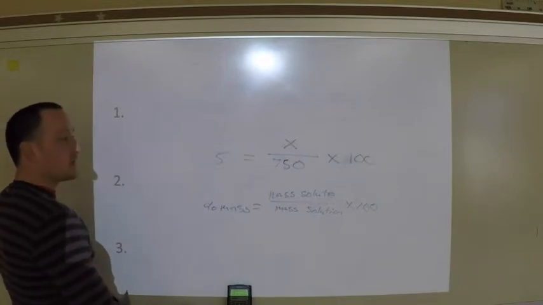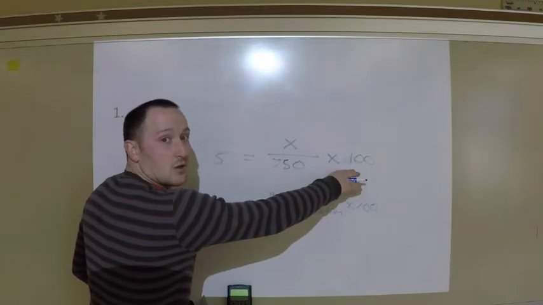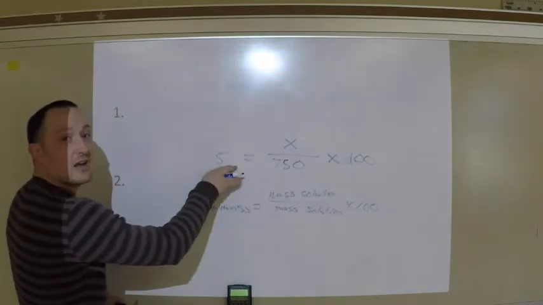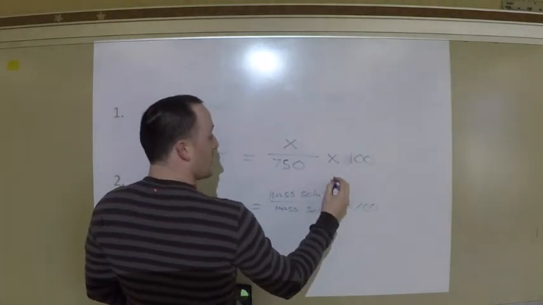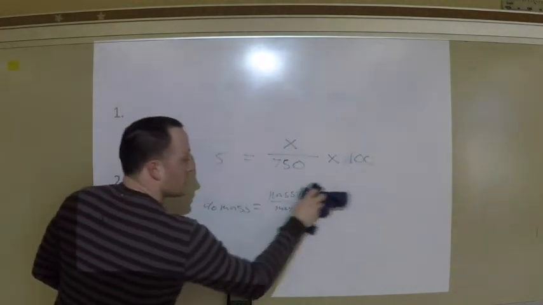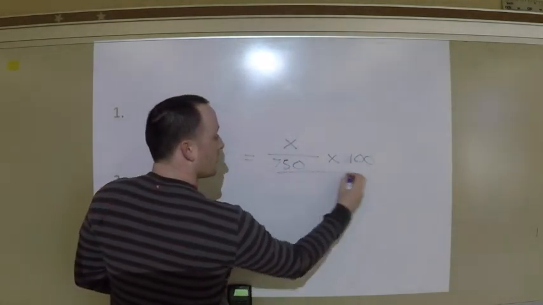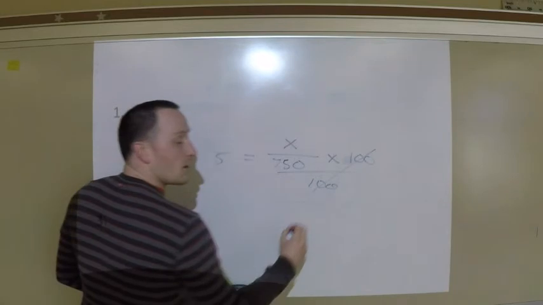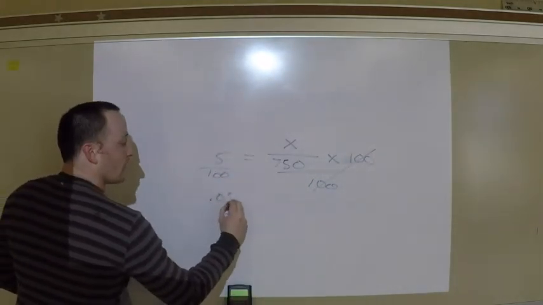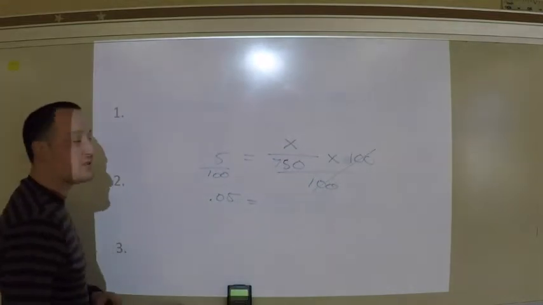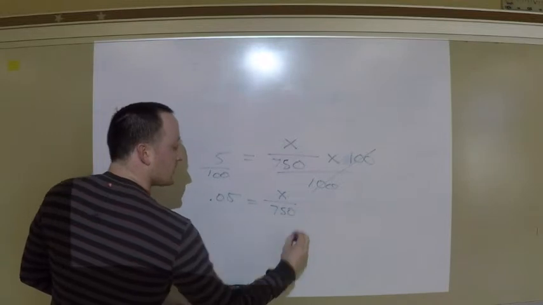Well, the first thing I could do is take 100, and I need to get rid of it. Since it's being multiplied, I divide by 100 on this side. So I divide 5 by 100 on this side. That's going to get rid of the 100 here. This is going to give me 0.05. So now 0.05 equals X over 750.